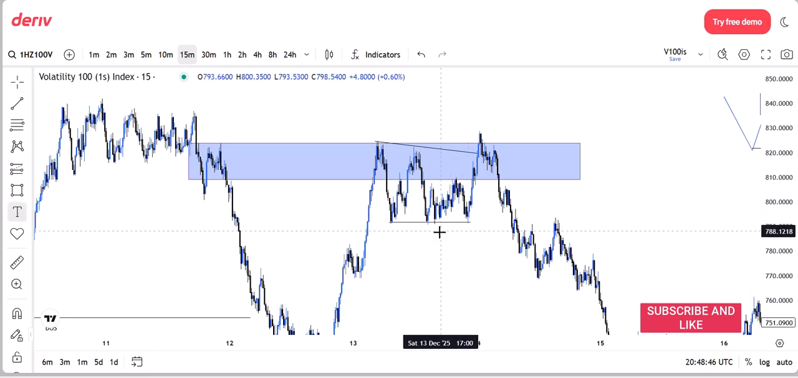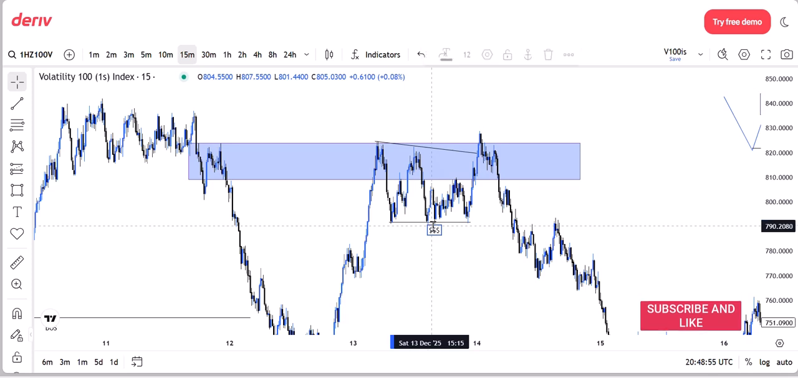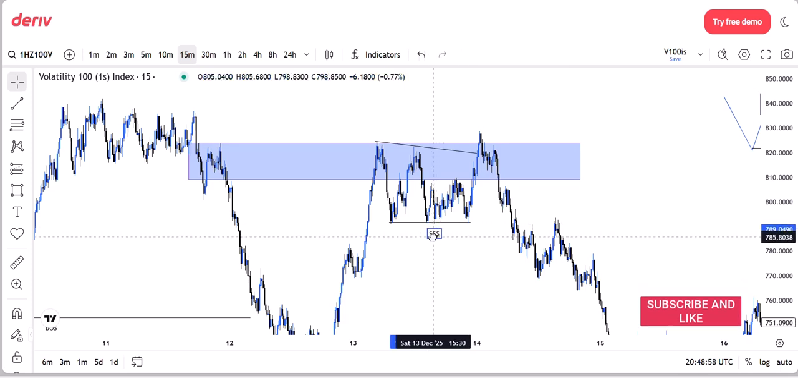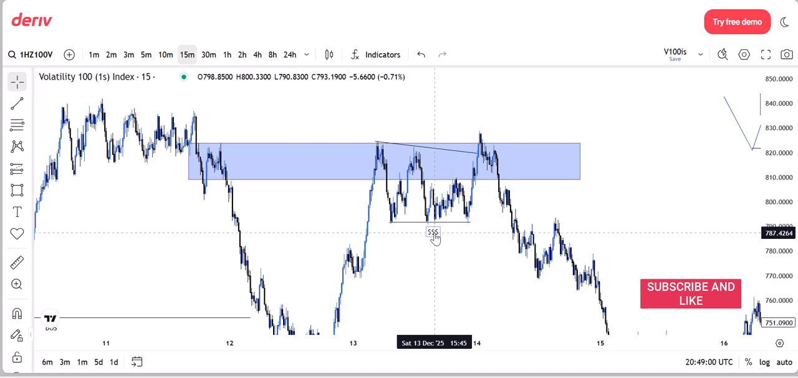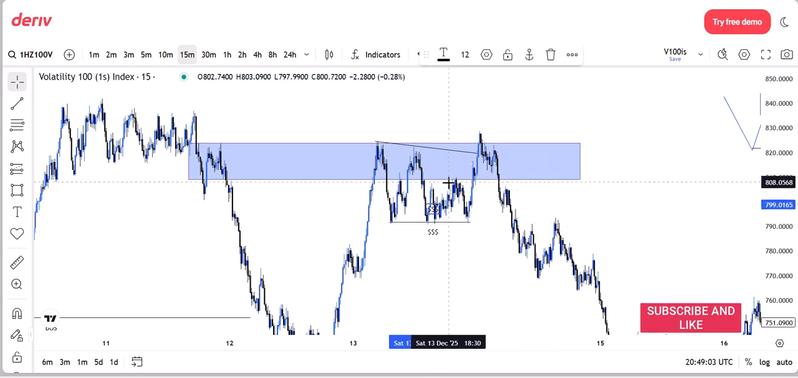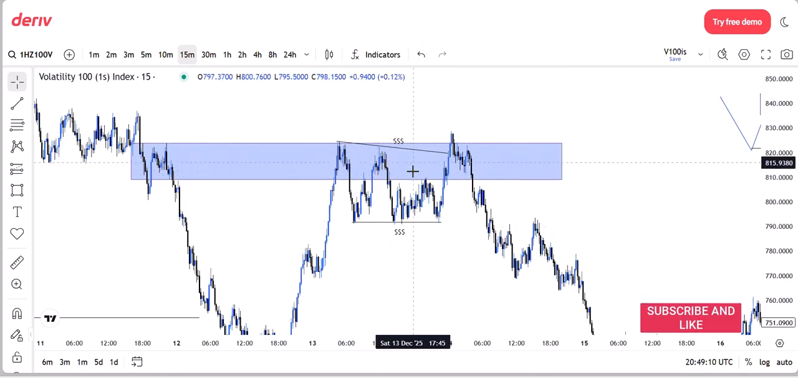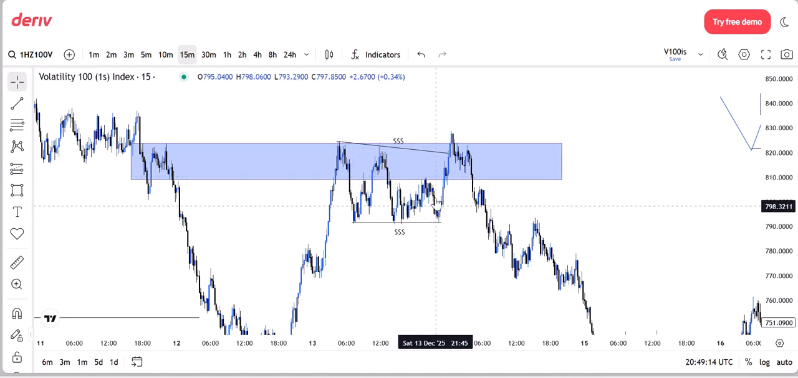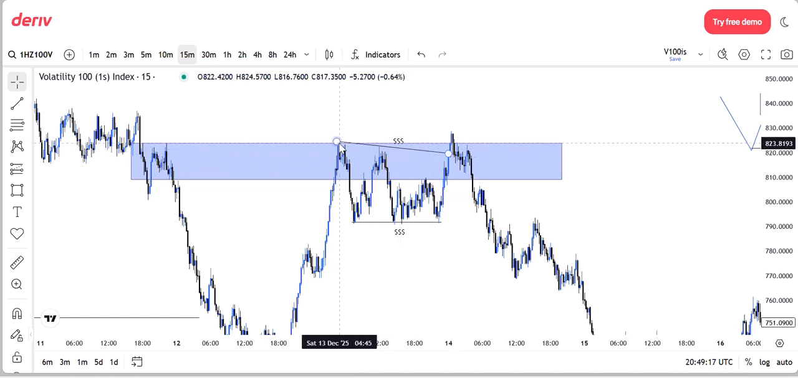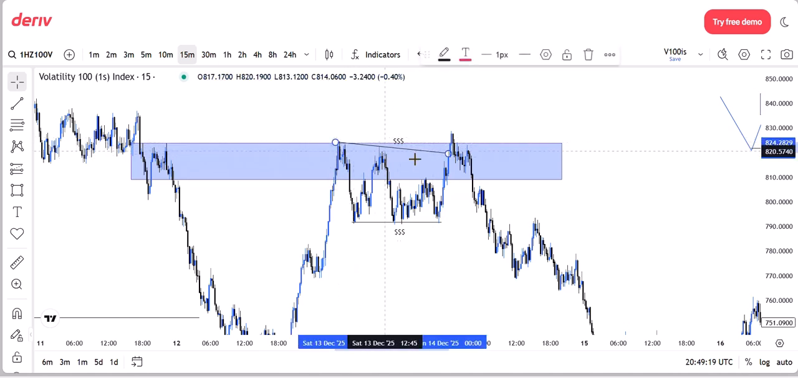All this will be acting as liquidity, meaning price is going to take this out in the future. It's acting as internal liquidity, and this is also another liquidity here. After all this consolidation, we're expecting that price is going to break out these equal lows. Also, this is another liquidity lying up here.